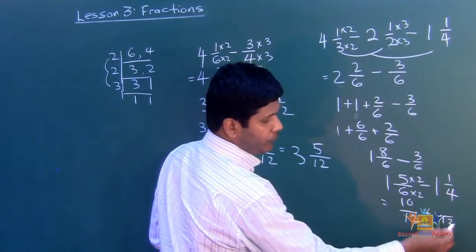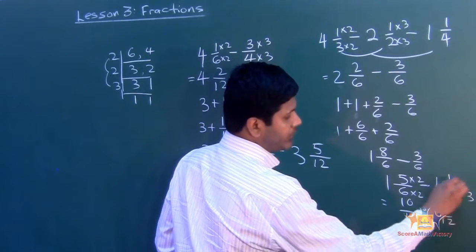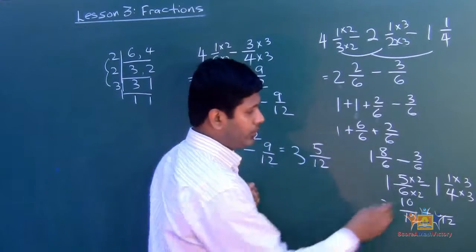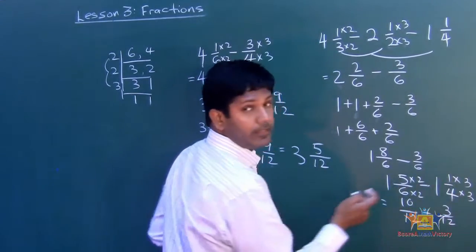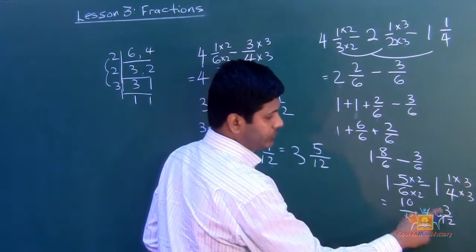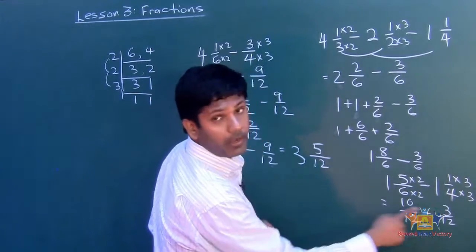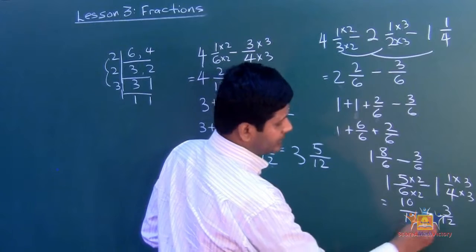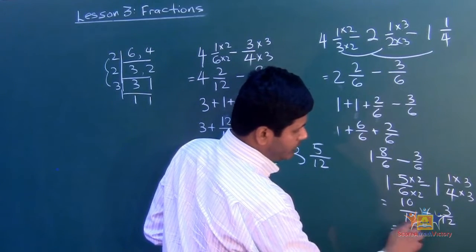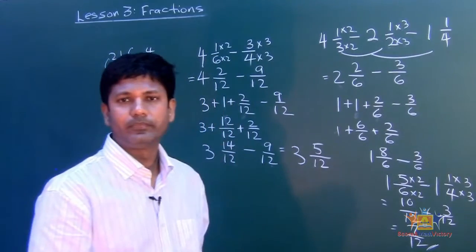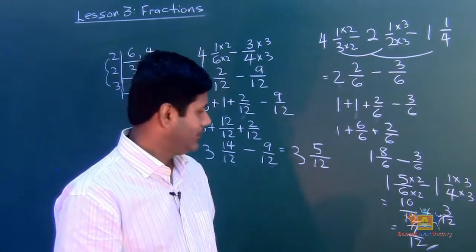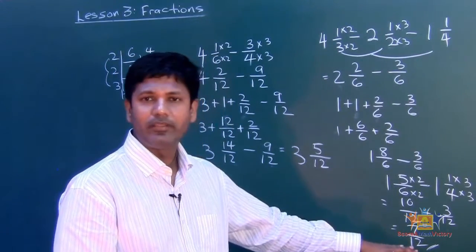How do I go from 4 to 12? I multiply this by 3. That means I have to multiply this also by 3. 1 times 3 is 3, because 4 times 3 is 12. So that's why I'm multiplying that also by 3. Now look there, I can subtract. 10 minus 3 is 7. 7 over, carry the 12 across. Right there. Pretty easy, isn't it? And that's your final answer right there.